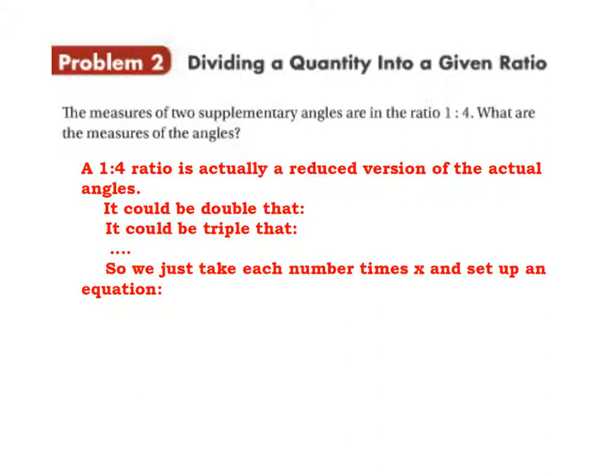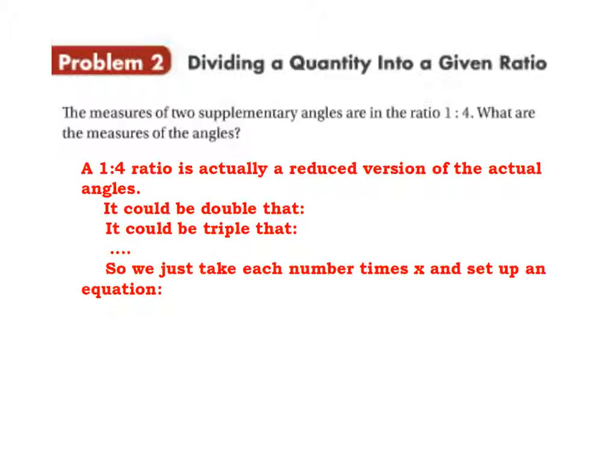All right, so this part, now we're going to divide a quantity into a given ratio. So it says here the measure of two supplementary angles are in the ratio of 1 to 4. All right, what are the measures of the angles? Now here's what I was talking about. You can write a ratio as a colon, so that's how you're going to see it there.